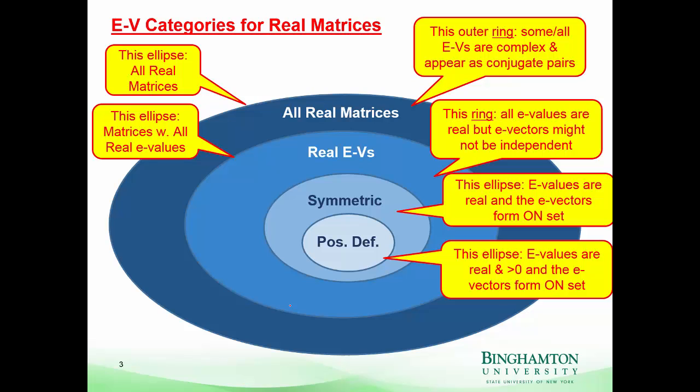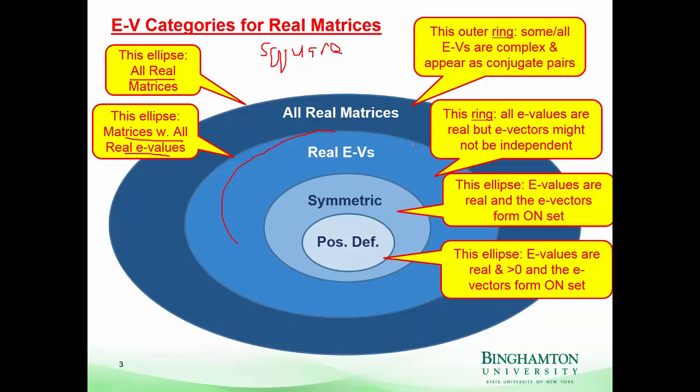So we're expanding this little Venn diagram that we made before. Remember, we had this big ellipse out here, all real matrices, and technically these should all be square. I didn't include that here. Technically these should all be square. Then we go into the next ellipse, which is matrices, again square, with all real eigenvalues.